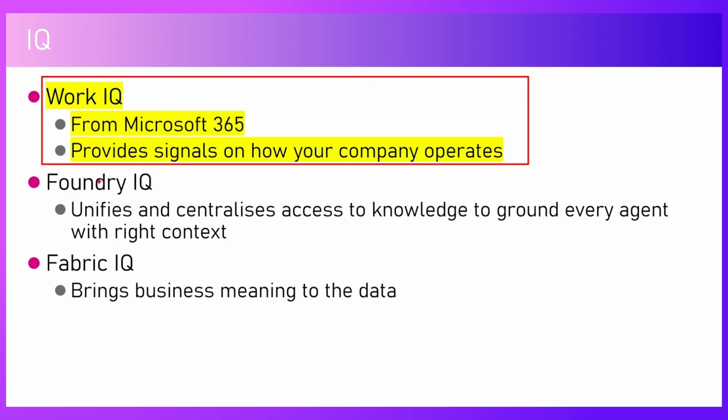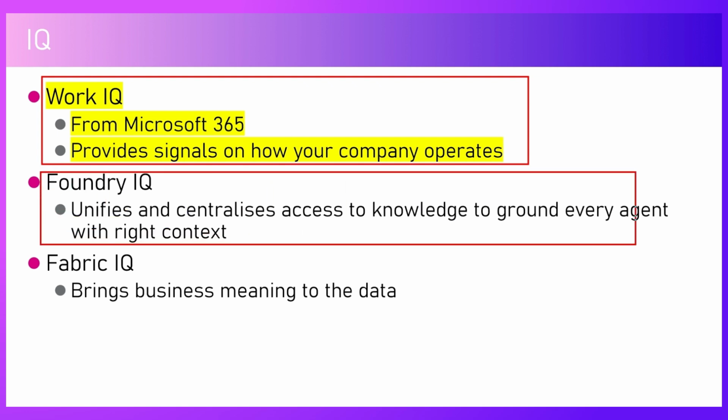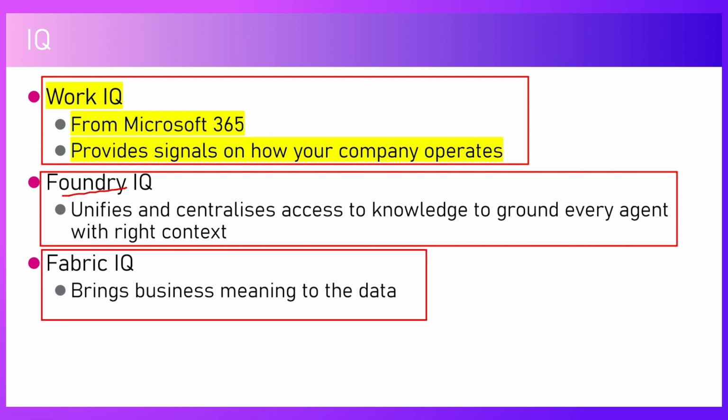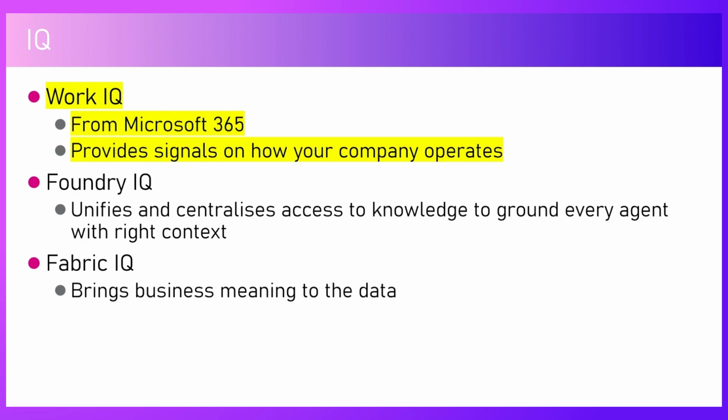Similarly, we have Foundry IQ. Foundry IQ unifies and centralizes access to knowledge to ground every agent with the right context. So that's mainly about agent development in Microsoft Foundry. Then there is Fabric IQ. Fabric IQ brings meaning to the data within the Fabric ecosystem. That includes ontology, semantic models, and other metadata within the Fabric ecosystem.